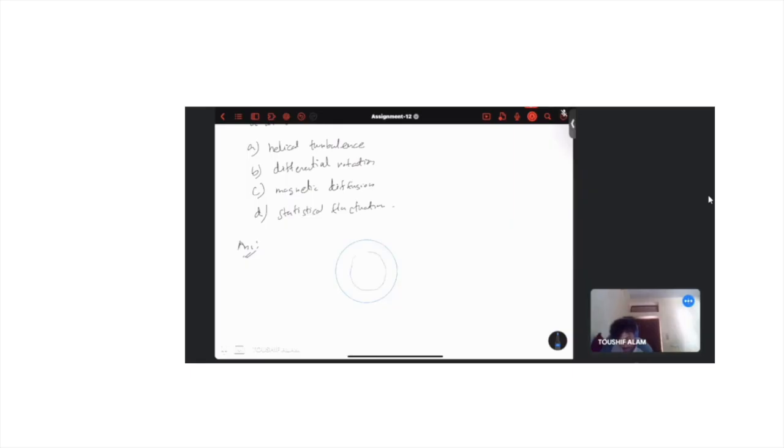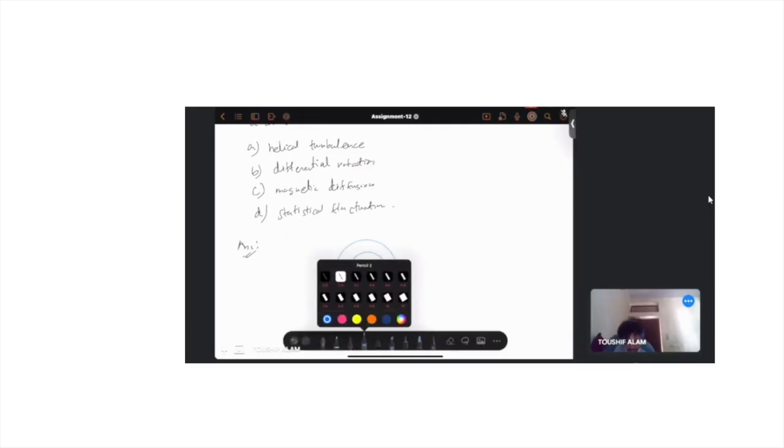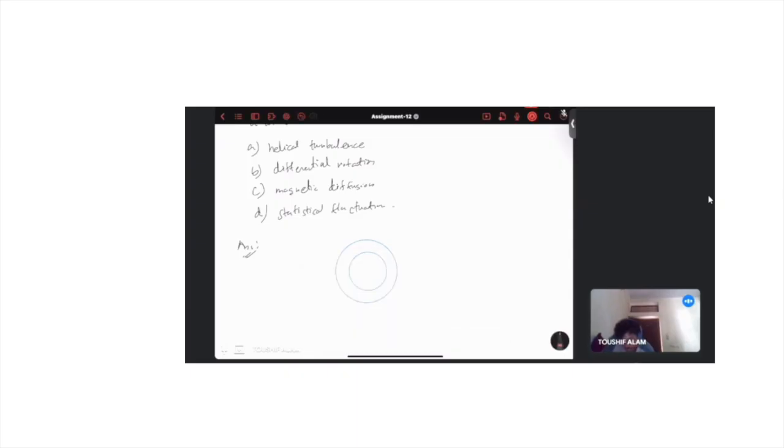So a toroid. Okay, so how can I draw a toroid? Suppose this is the toroid, and the field lines are centered like this in a toroid. I think the back you won't see the back, but it is connected.